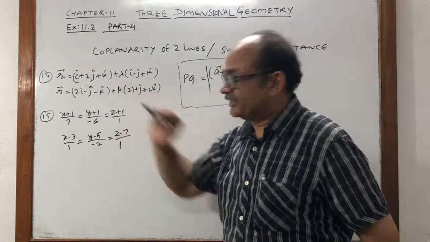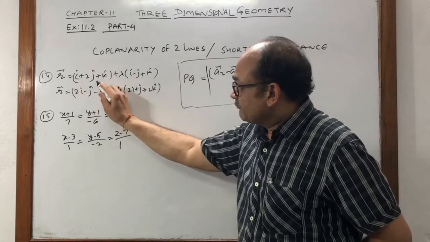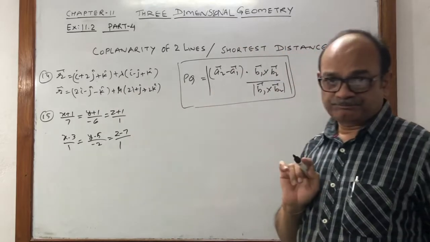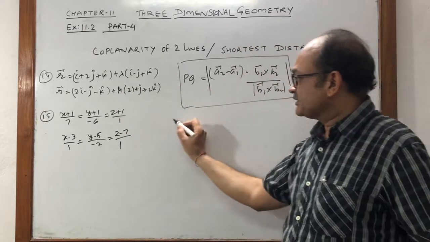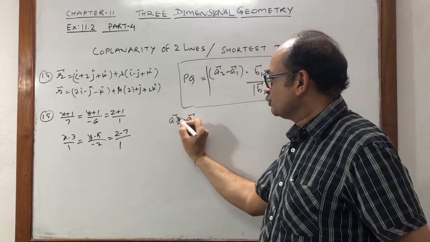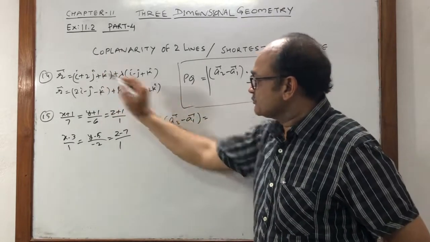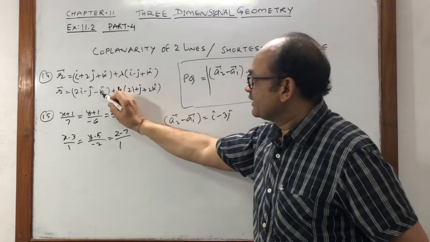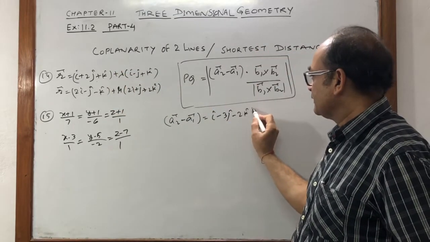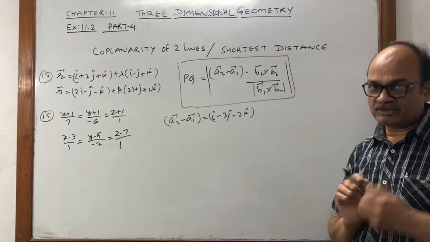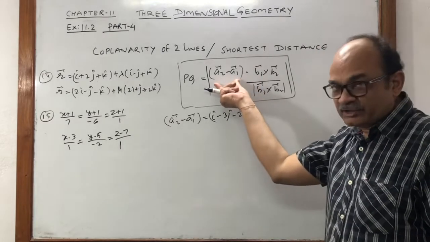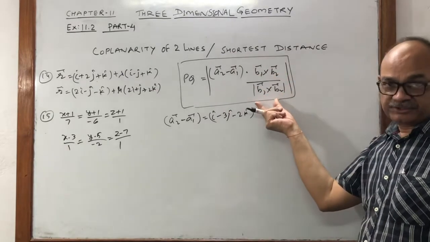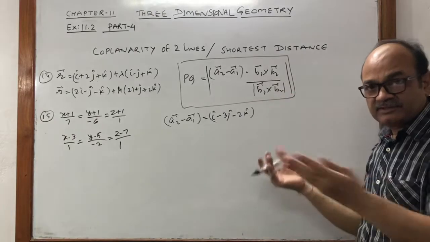Say sum number 14. r = A1 + lambda B1 and r = A2 + mu B2. It means first we have to calculate A2 minus A1 step by step. So what is A2 minus A1? Second minus first i, second minus first 3j, and second minus first minus 2k is the value of A2 minus A1. Because three steps are there. First step, calculate A2 minus A1. Second step, calculate B1 cross B2. And third step, its magnitude. And simply substituting in the formula, you'll get the shortest distance.